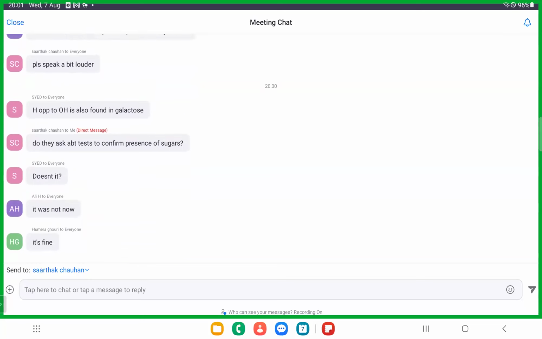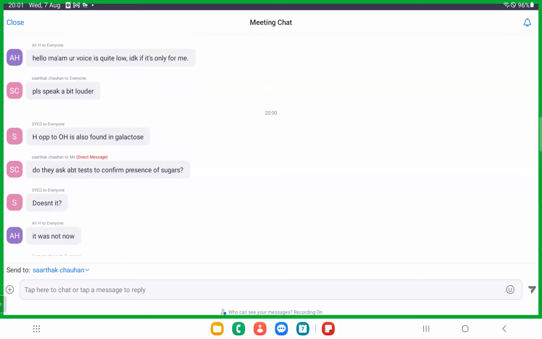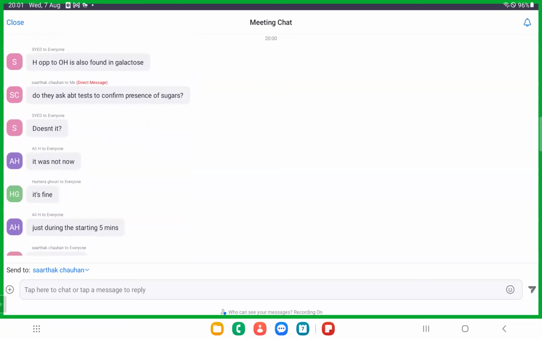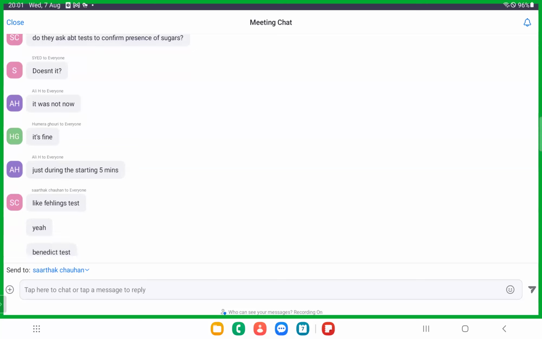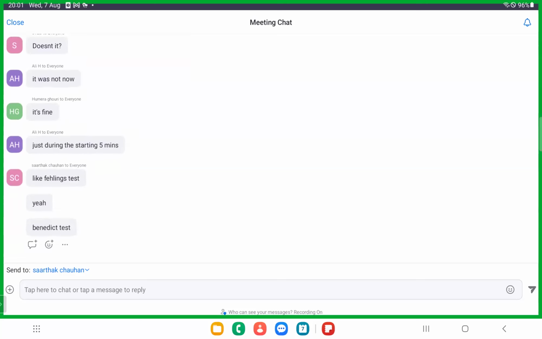Do they ask about tests to confirm presence of sugars? I didn't understand. Do they ask about tests? No, they don't ask about it, but there's a test which is called Fehling test to confirm presence of sugar. And there's a test for starch. I don't remember the name, but the sugar one is Fehling test if you want to know the name. Benedict. Benedict is for proteins, I guess.